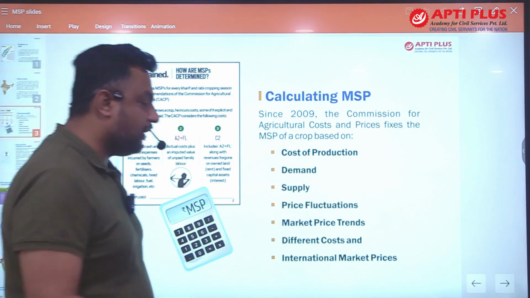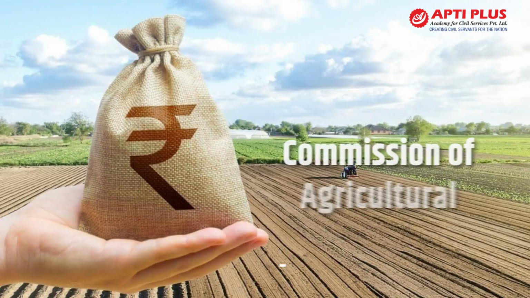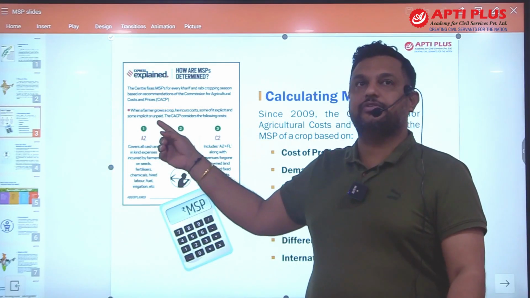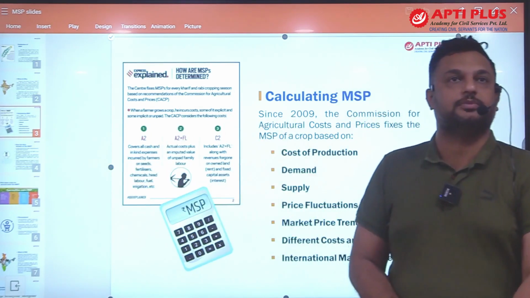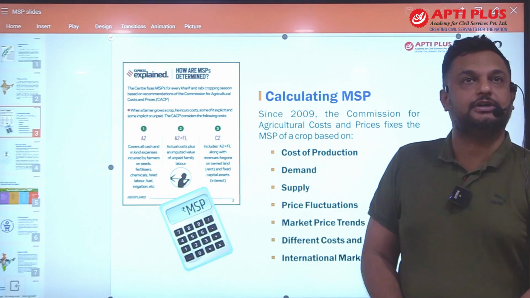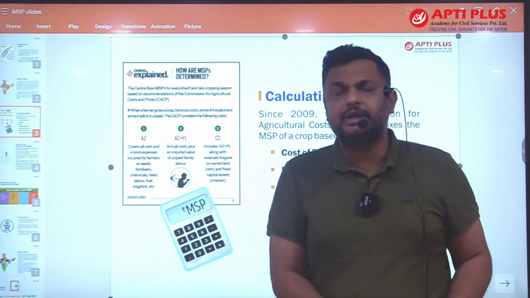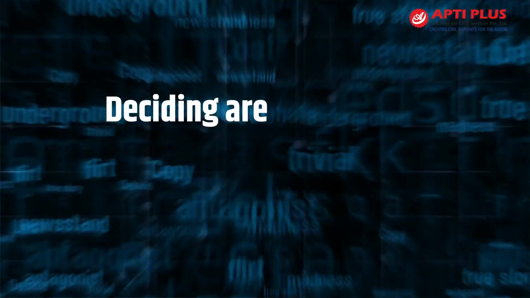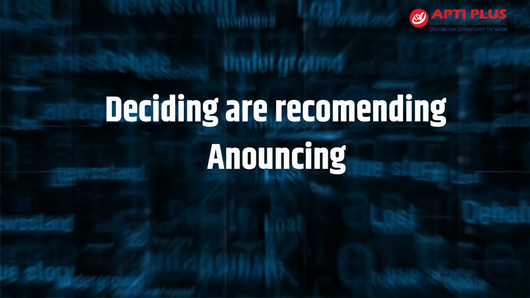So sir, who will announce the MSP? Sir, we have a department called CACP, Commission for Agricultural Costs and Prices, which comes under the Ministry of Agriculture. They decide the MSP. Remember, decide. Here, there is confusion for students: is it deciding, recommending, or announcing? CACP is not an announcing body.